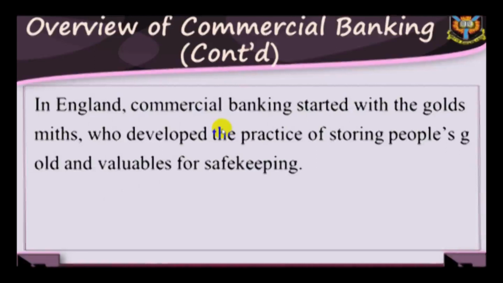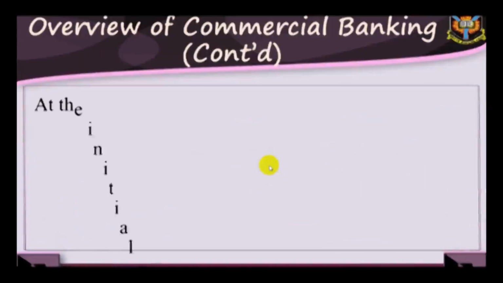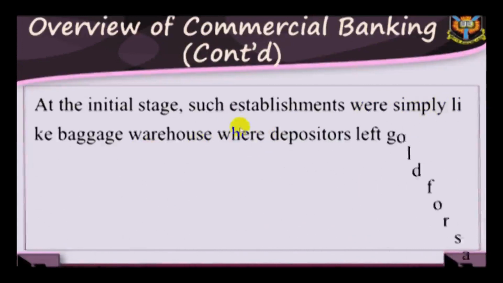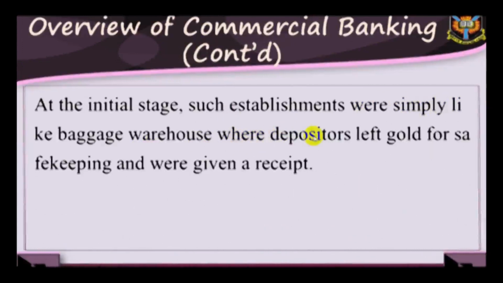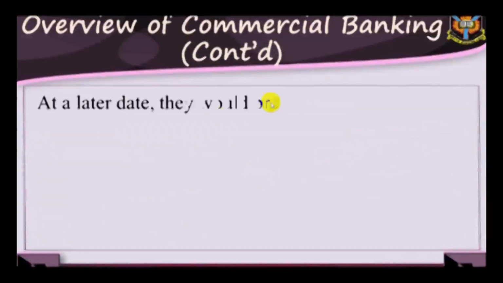In England, commercial banking started with the goldsmith, who developed the practice of storing people's gold and valuables for safekeeping. At the initial stage, such establishments were simply like a baggage warehouse, where depositors left gold for safekeeping and were given a receipt. At a later date, they would present their receipt, pay a small fee for the safekeeping, and get back their gold.